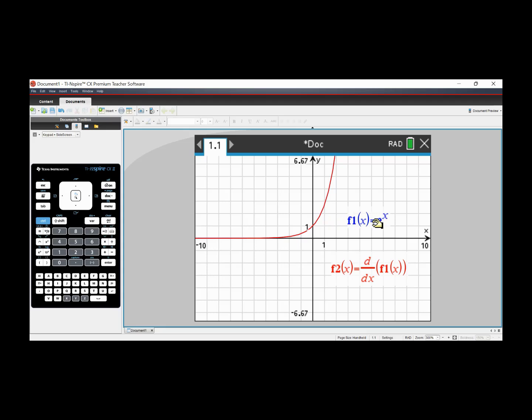Wait a minute, I only see one graph. Look at that. The graph of e to the x and its derivative are the same function.